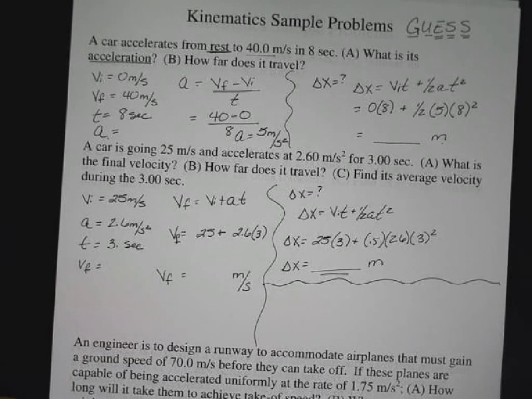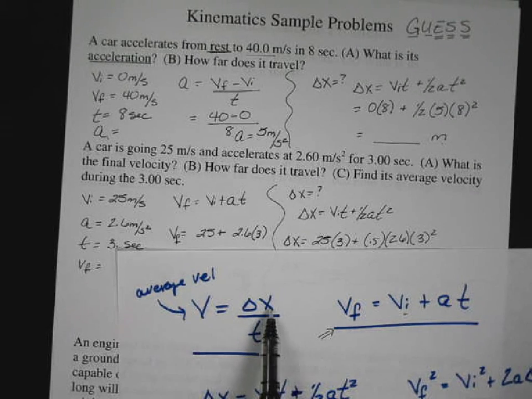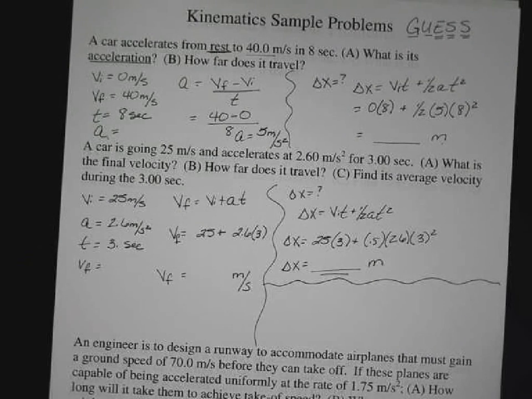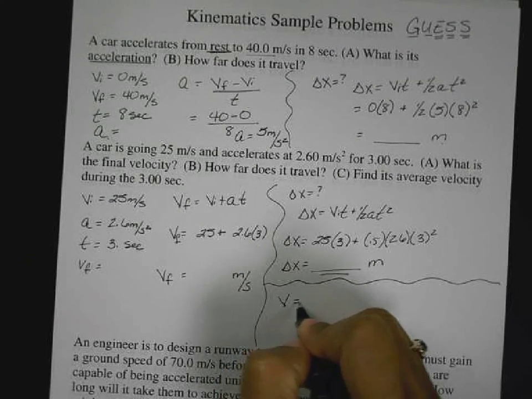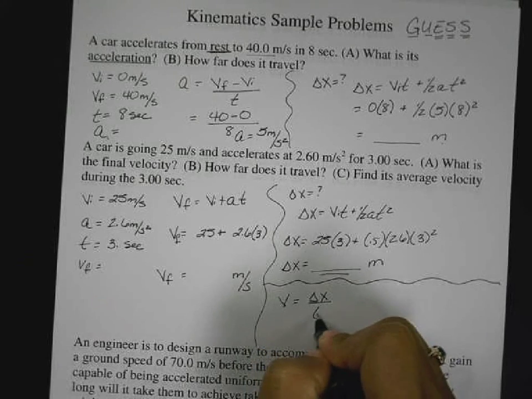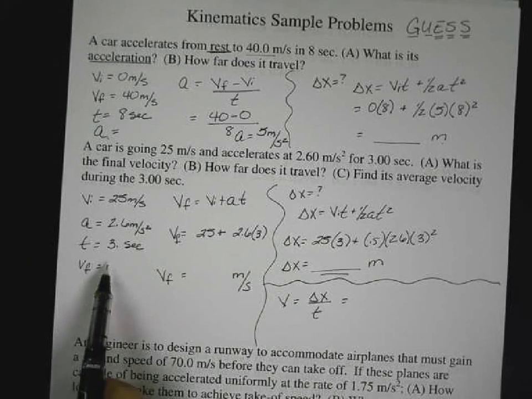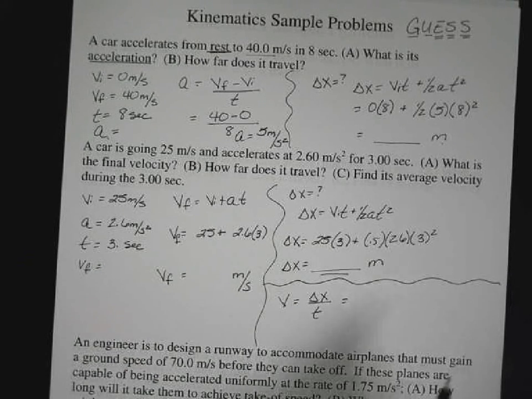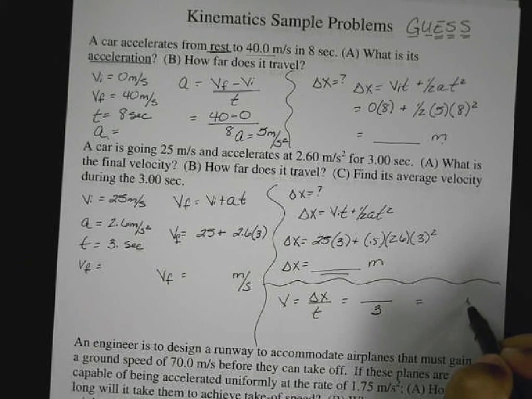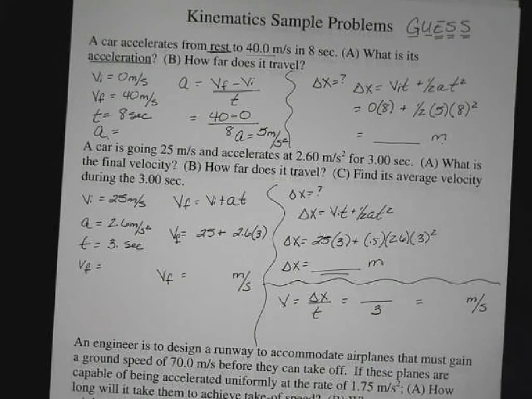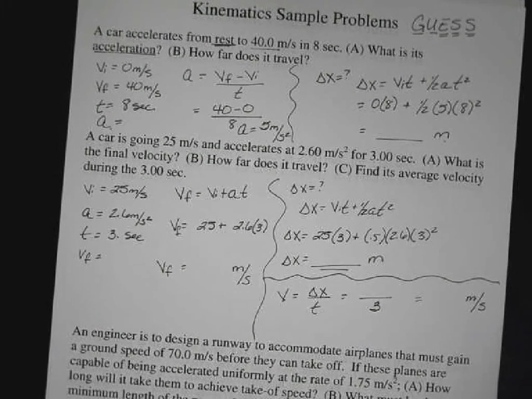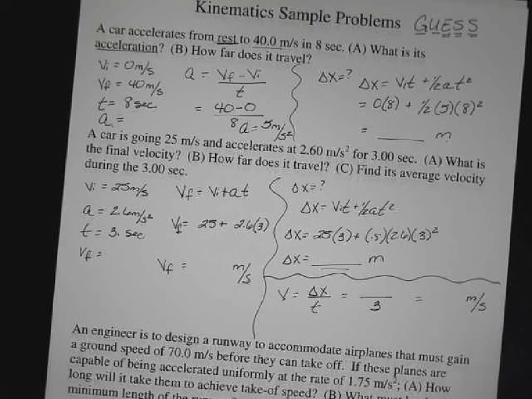And then C, find the average velocity. Well, the equation for average velocity is change in the displacement over the time it took. Velocity is delta x over t. So whatever you got here would go there, and then your time is 3 seconds. That goes there. And then again, velocity is meters per second. So whatever answer you get, plug it in and put it right there.